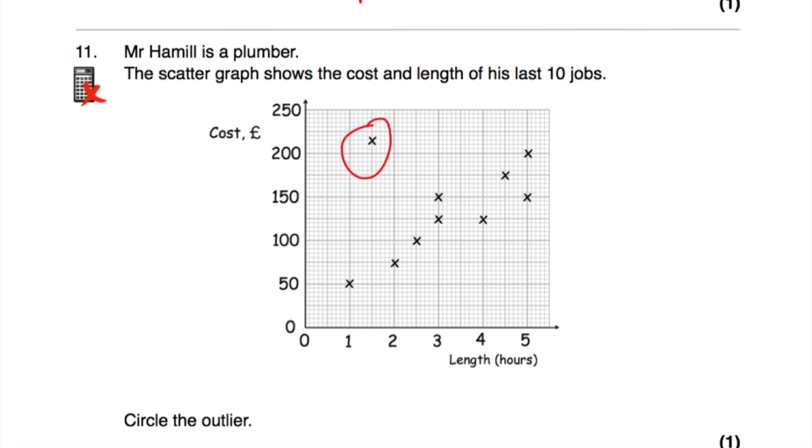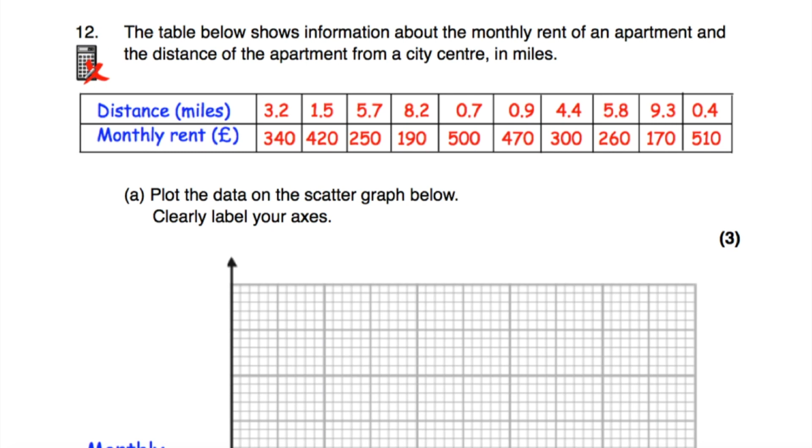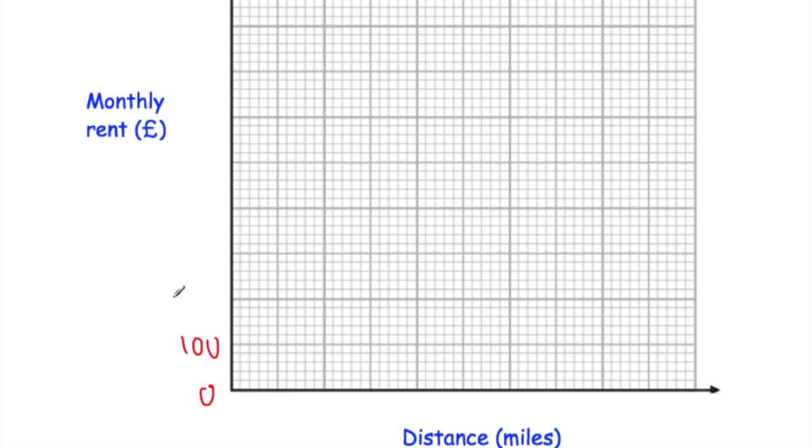Okay, let's have a look at our next question, question number 12. So question number 12 says, the table shows information about the monthly rent of an apartment and the distance of the apartment from the city centre in miles. So for instance, this apartment is 3.2 miles from the city centre, and the monthly rent is £340. And we've been asked to plot that information, that data, on the scatter graph below, and to clearly label your axes. So I'm going to do that now.